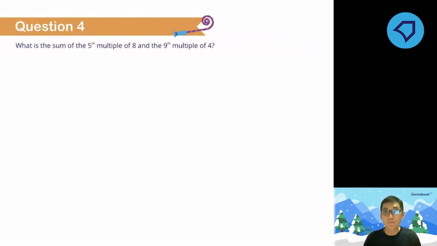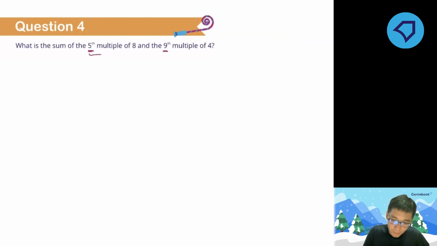So the example here is, what is the sum of the fifth multiple of 6, the fifth multiple of 8, and the 9th multiple of 4? Sometimes the question will require you to find a specific multiple of a number. Like for example, they want just the 5th multiple of 8, the 9th multiple of 4. They're not asking you to list down all the multiples of 8 or all the multiples of 4. It's just a specific multiple of the number.